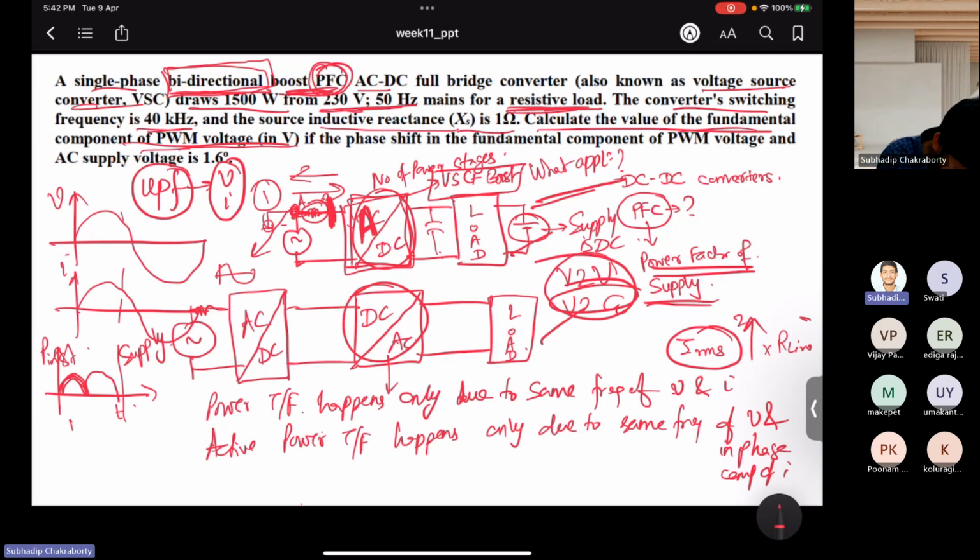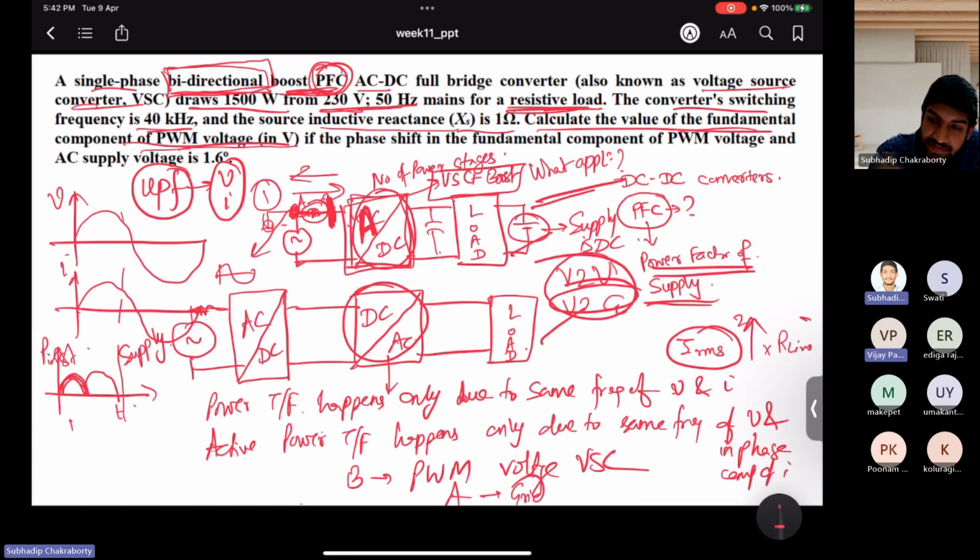Knowing these two points, now you tell me, can you calculate the amount of active power transfer between these two points? Because the PWM voltage is happening at point B, PWM voltage from the VSC, and point A is tied to the grid. Now, if I write the active power transfer equation, then that active power transfer should be happening for the fundamental component of the PWM voltage. So there is a fundamental component, right?